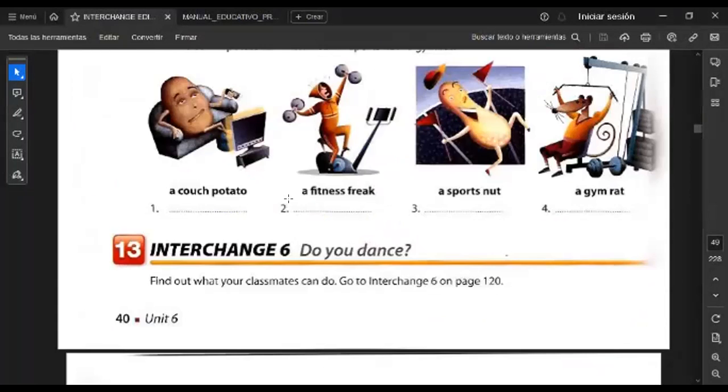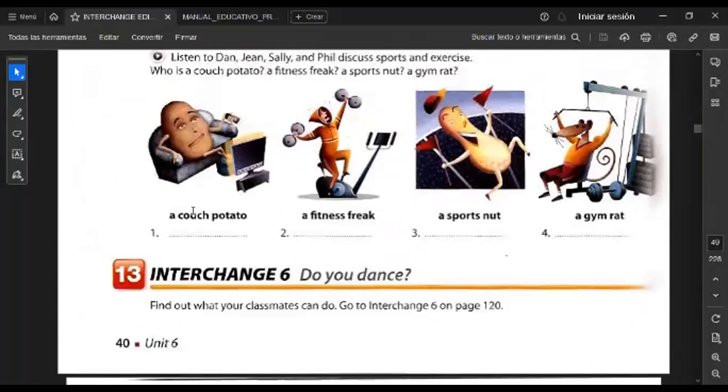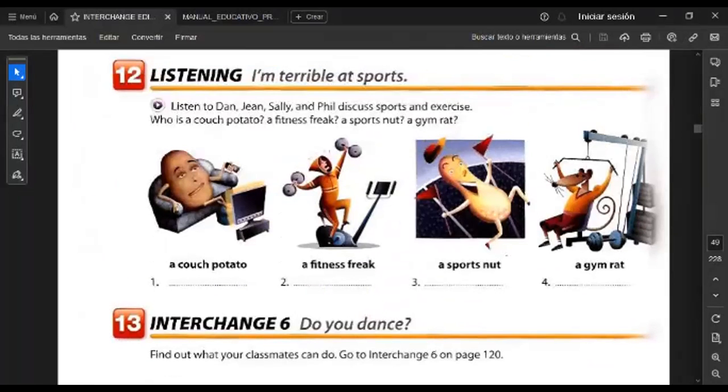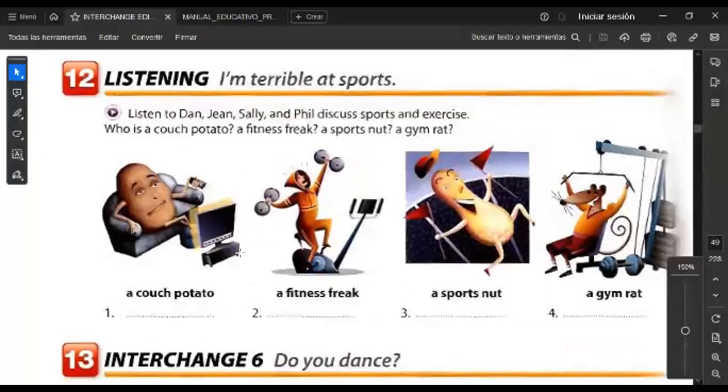Mire, aquí, la ve, no sé si la ve. Okay. ¿La ven? Yes? Okay, I'm going to make it larger. So this is a couch potato. It's a couch potato, like Garfield. ¿Pero qué tiene que ver la papa?